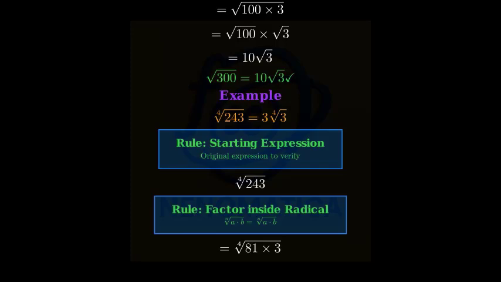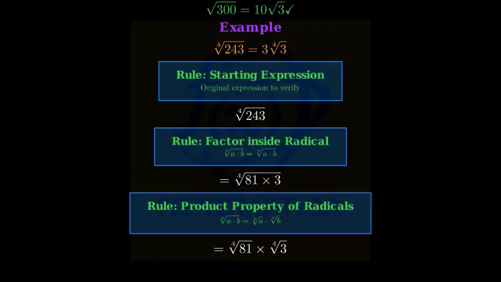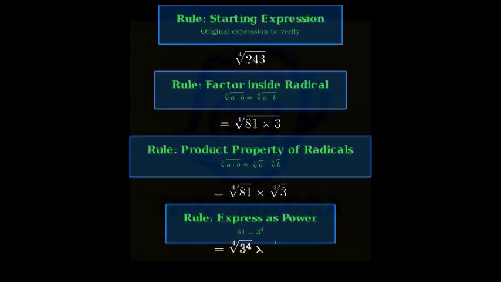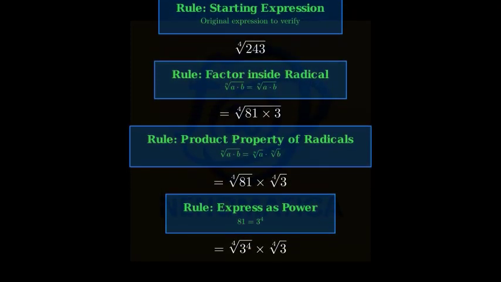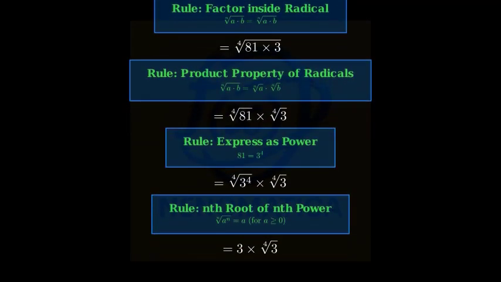Next, using the product property of radicals, which applies to any root, not just square roots, we can rewrite this as the fourth root of 81 times the fourth root of 3. Now, we need to recognize that 81 can be expressed as 3 raised to the fourth power. So, the fourth root of 81 is equivalent to the fourth root of 3 to the fourth power. When we have the nth root of a value raised to the nth power, the result is simply the value itself. So, the fourth root of 3 to the fourth power equals 3. Our expression becomes 3 times the fourth root of 3.